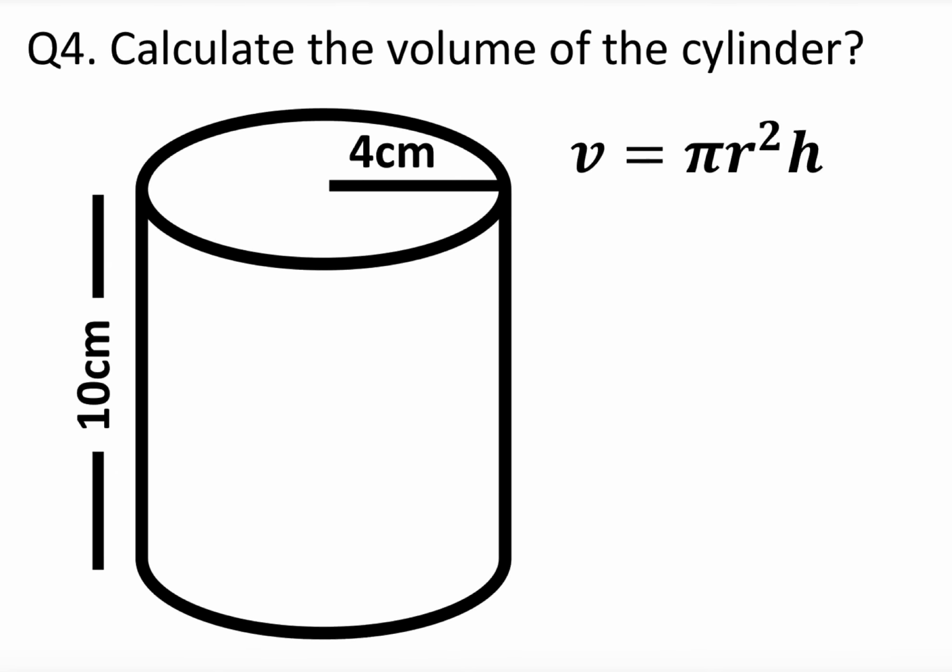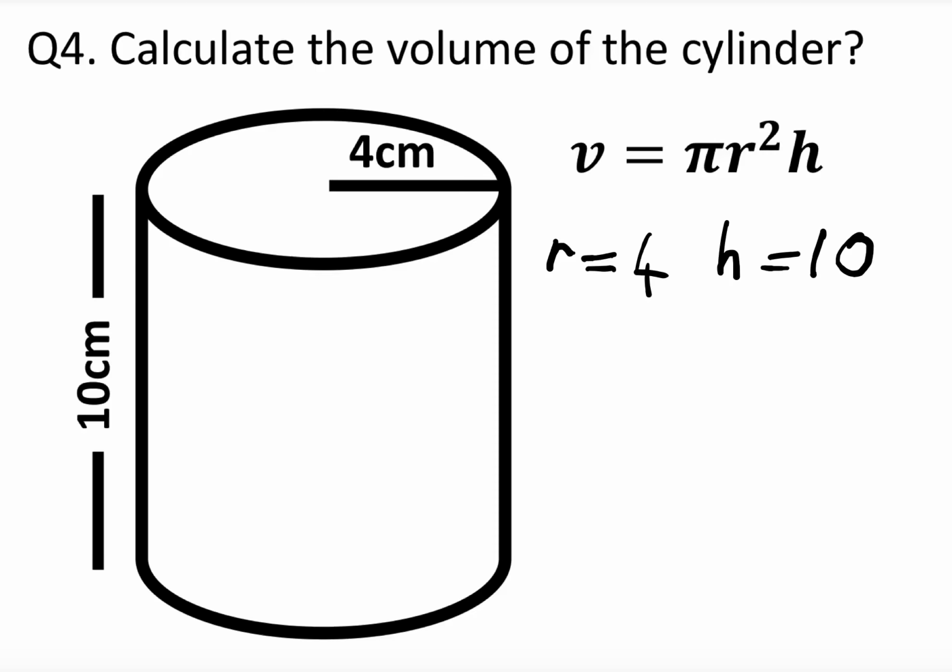Right, this shape here. Can anybody guess what the shape is? That's right, it's a cylinder. And the question, question 4, is we need to calculate the volume of the cylinder. We've got all the values on there. We've got the height of the cylinder, which is 10 centimetres, and the radius of 4 centimetres. So I'm going to write that on there: the radius equals 4, and the height equals 10.